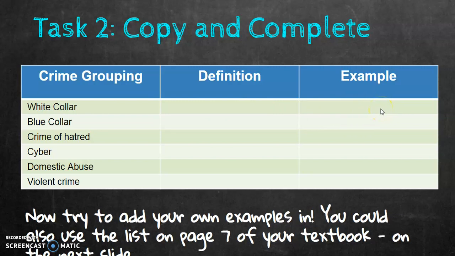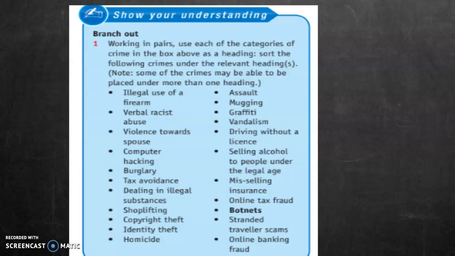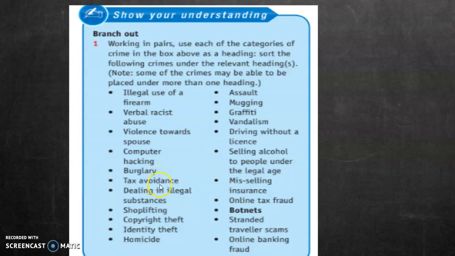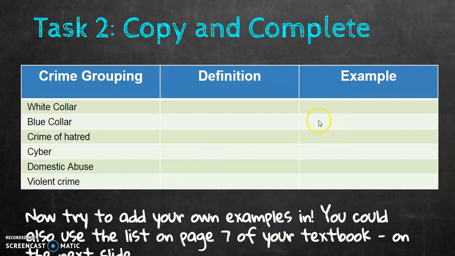If you are wanting to add more than the one example you have from the previous sheet, you can go through the previous sheet and look through and add more. Or on the next slide, there are lots of different crimes here, and you could use some of these for adding to your examples. So for example, if I looked at this, I might say tax avoidance is a good example of a white collar crime, so I might add it down as my example of white collar crime.